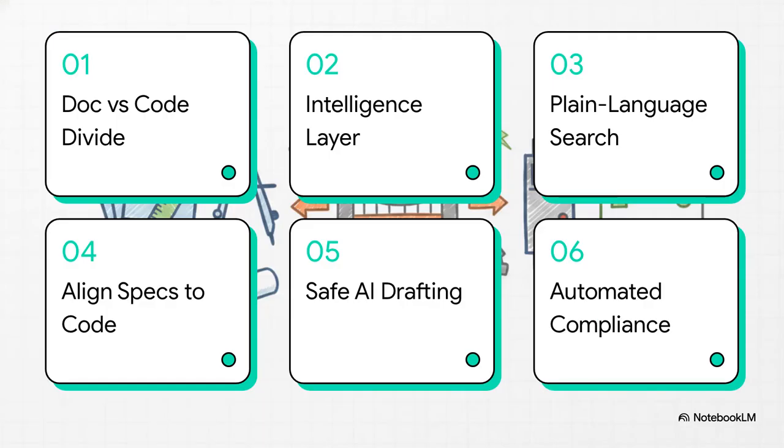Okay, here's our blueprint for today. We'll cover the doc versus code divide, the ClueFlow intelligence layer, plain language troubleshooting, aligning specs to code, safe AI drafting, and saving time on compliance. Let's dive right in to see how we can completely eliminate manual rung hunting.